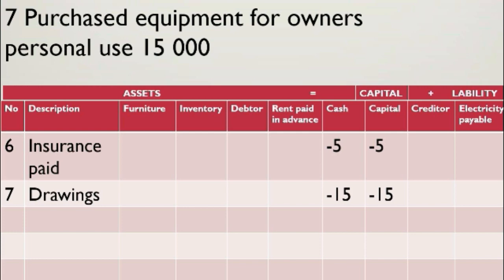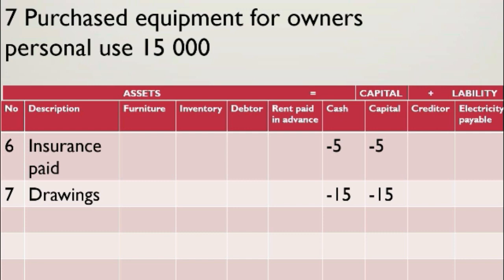Transaction number 7. Purchased equipment for owner's personal use 15,000. What's happening here is the business is buying equipment worth 15,000 not for the business purpose but for the owner's personal use. When the owner takes money or stocks from the business, we call it drawings. Here the owner is not directly taking resources from the business. Instead, business is paying for his personal expenses. So it is a drawing.